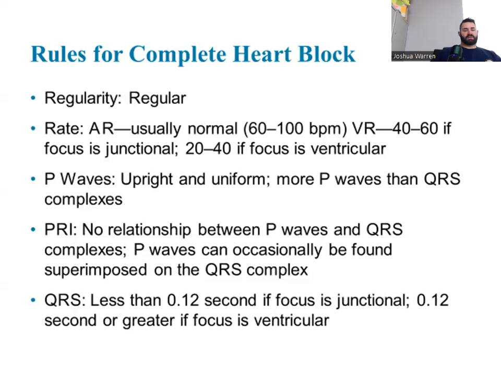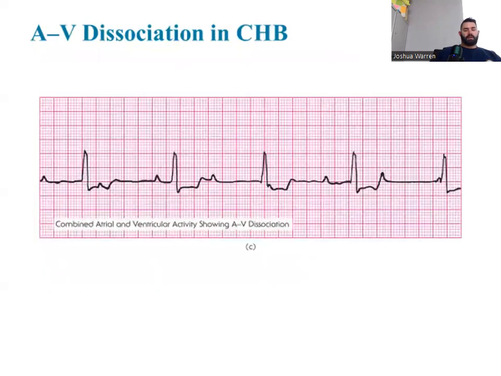Now, the QRS, again, is going to be a variable. Who's running the show? Let's take a look at one now. A lot of things that are common here with third degrees is fusion. We spoke about fusion and it occurring. And with that, you can see that this rhythm is regular. It's a rate of about 50.